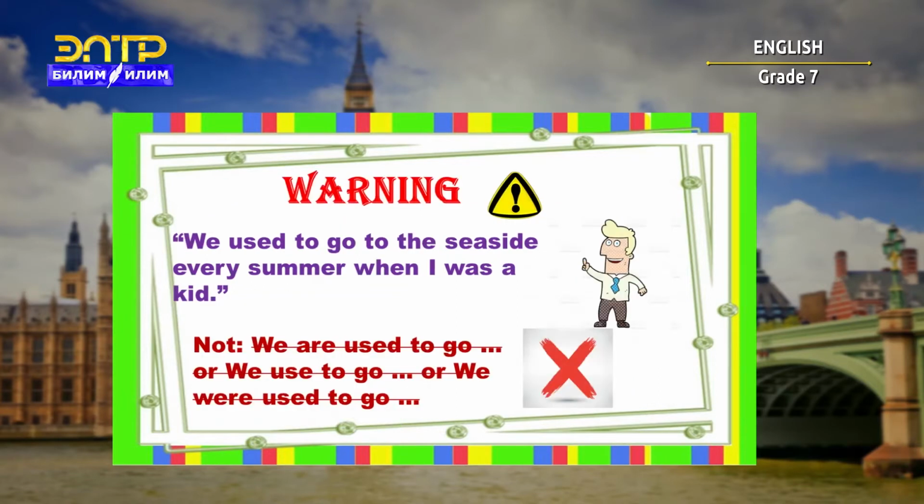In statements, the form used to doesn't change. We don't use the verb be before it. It always refers to past time. For example, we used to go to the seaside every summer when I was a kid. But not we are used to go, or we were used to go.